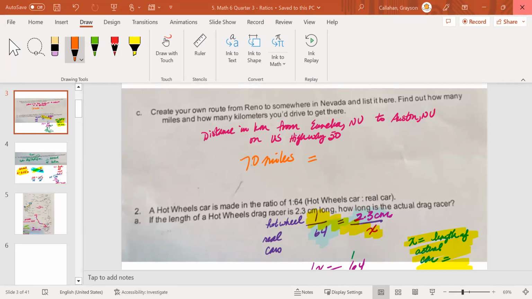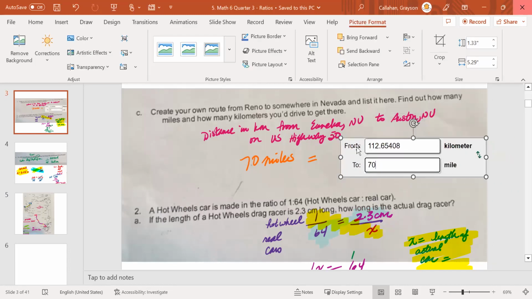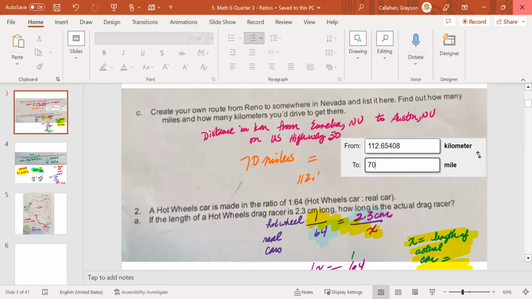So if we're going to convert 70 miles to kilometers, it's about 112.65 kilometers. 70 miles equals 112.65 kilometers. So we'll go back to this. It'll look something similar to that. Which is approximately 112.65 kilometers. We could just say 112 kilometers or 6.5.